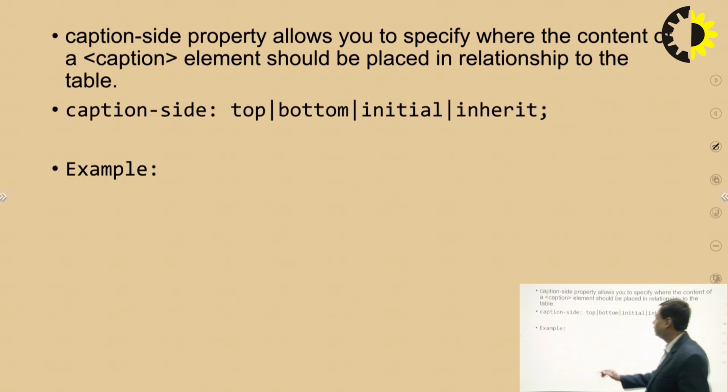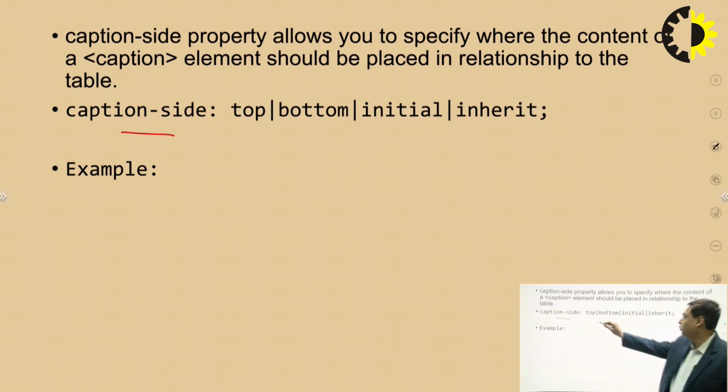Next, you can display the caption in a different way. There are two important values: top, so you can display the caption at the top of the table, or bottom, where you can display the caption at the bottom of the table. And there are two other values. Basically, these inherit and initial are applicable in many CSS properties. Initial meaning is it will go for the default value. Inherit meaning is it will take the value of the parent tag.